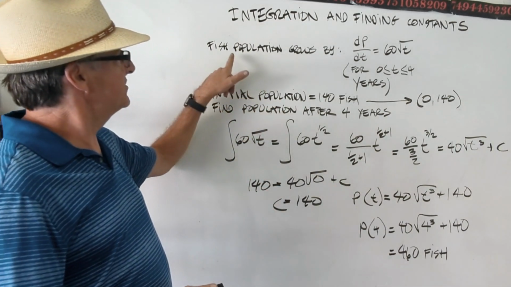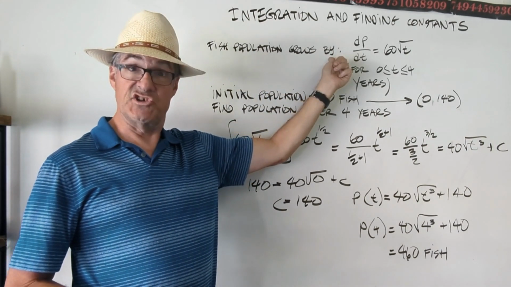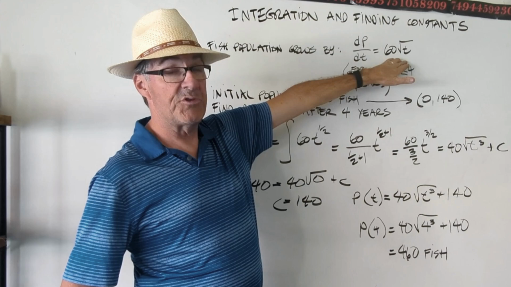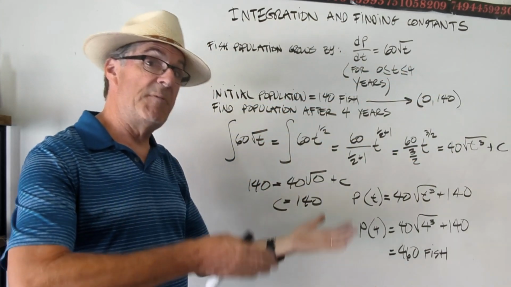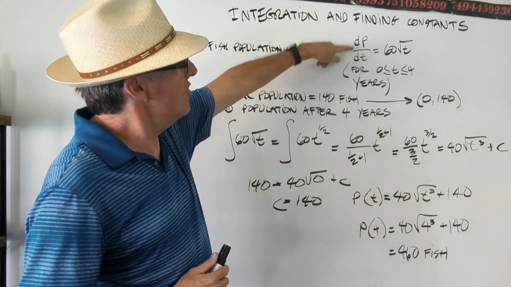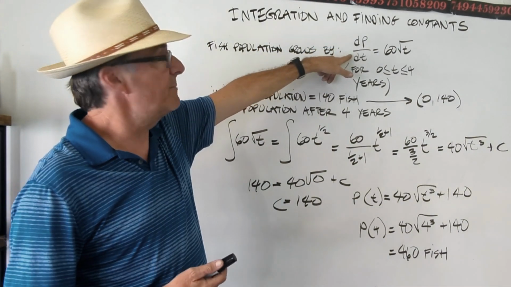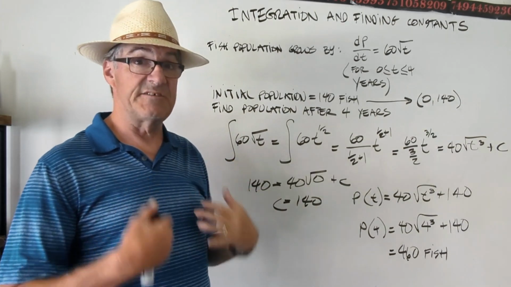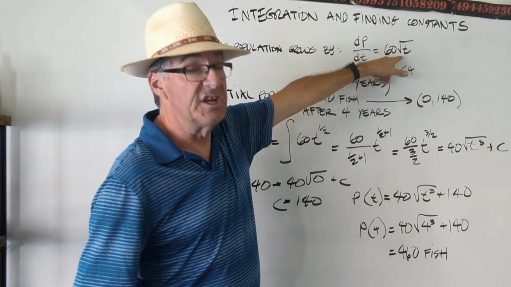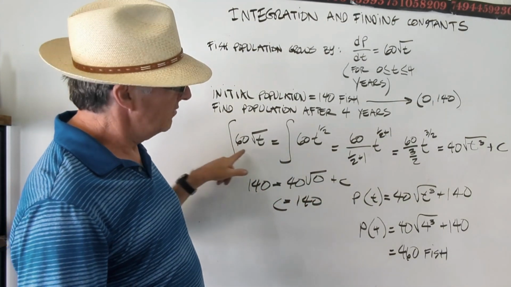So again, to summarize, fish population grows by, this is a rate function. So we know that this function is giving us the growth rate, which is the slope of the tangent line. So the big critical thinking step means that you know that this is the derivative of some other function, which would be the population itself as a function of time. So we have to take the integral of this function to get the population function, which is what we did.